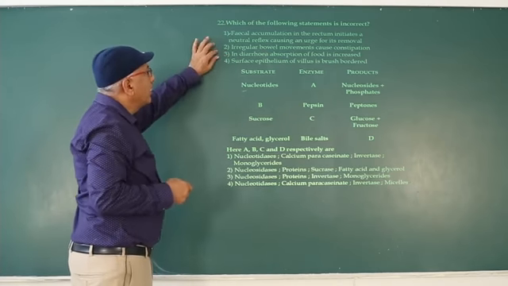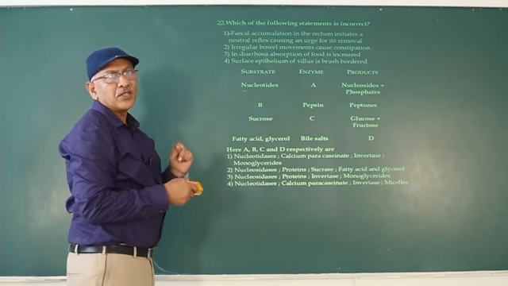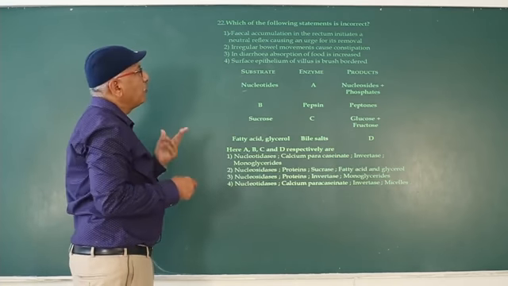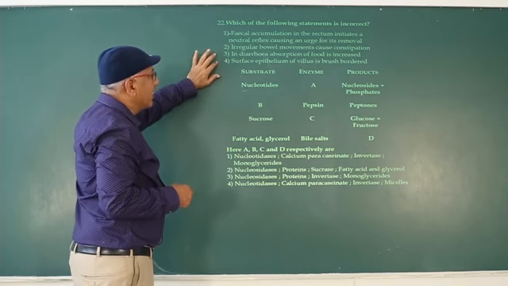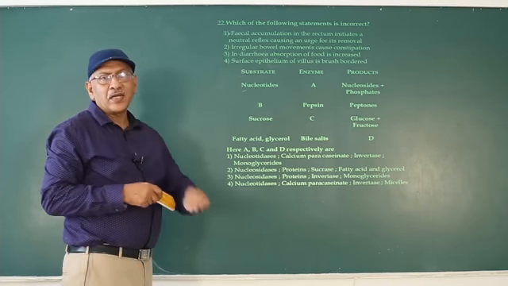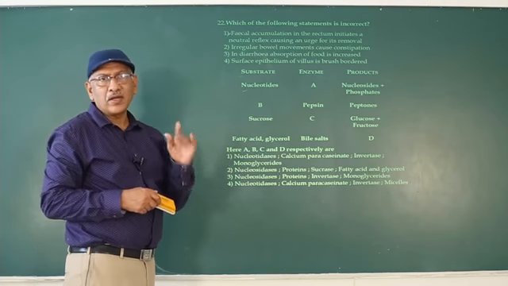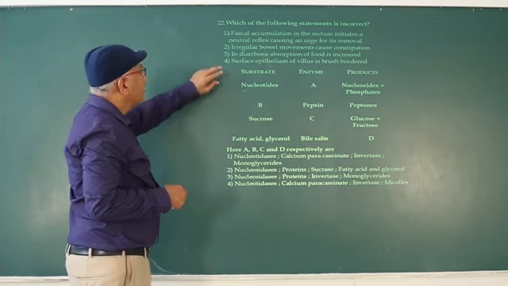So that is not correct. Irregular bowel movement is a symptom of constipation, so irregular bowel movement never causes constipation. In diarrhea, absorption of food is increased. Wrong. In diarrhea, absorption decreases. The digested food also comes out along with the fecal matter.